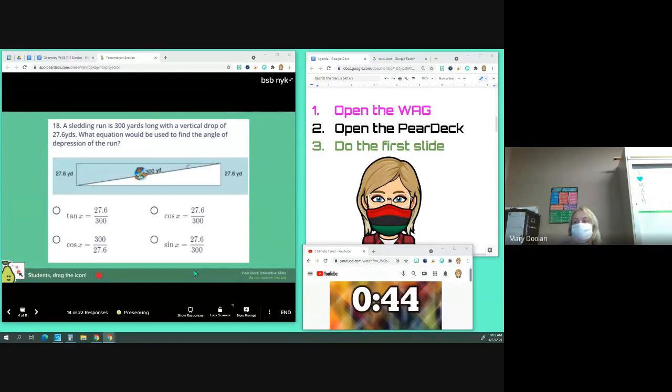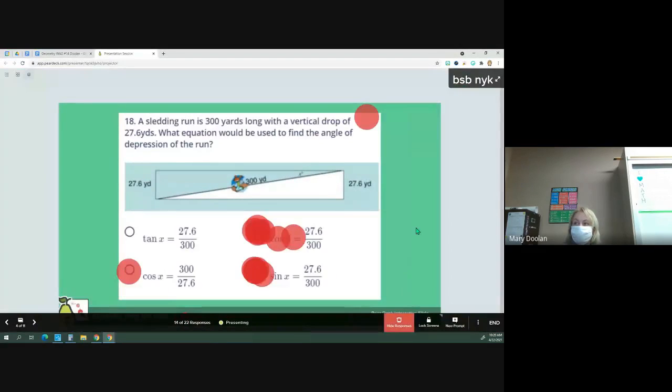I'm up to 14 responses. All right. So let's see. Nobody picked tangent. One person picked this equation. I think most of you picked this equation, and some of you picked this one.